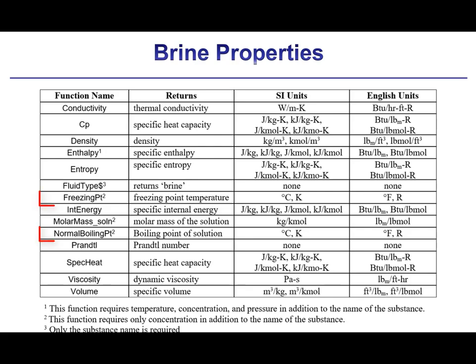The freezing point and the normal boiling point return the freezing point and the boiling point at 1 atmosphere, and therefore those two functions do not require temperature. They require the mass concentration only. And then the enthalpy function here also requires pressure, so it's going to require temperature, concentration, and pressure because enthalpy of an incompressible substance depends on pressure.